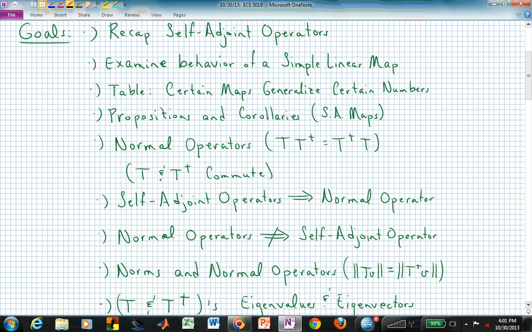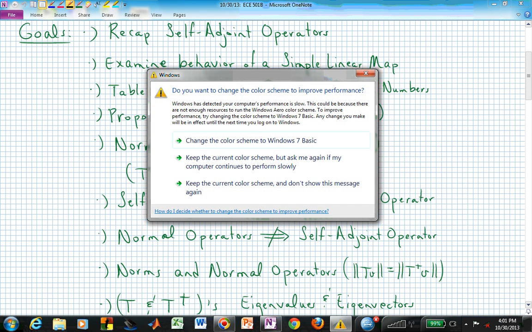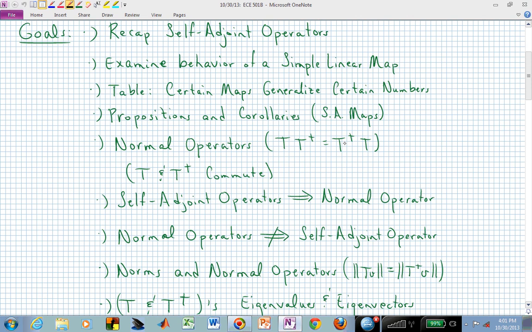But here are our goals. One, I want to recap where we've been so that you're a little bit more comfortable with self-adjoint operators. I think last time we finished up with showing how we could create those by taking the complex conjugate transpose of a matrix representation of a linear map. So we'll recap that.